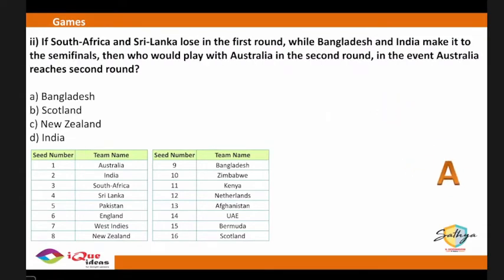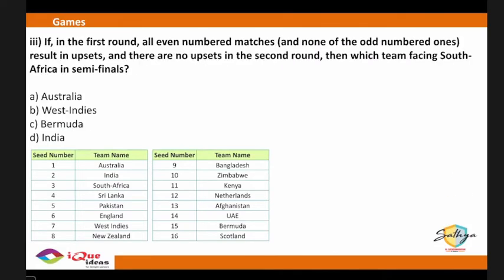Third one. If in the first round all the even numbered matches and none of the odd numbered ones result in upsets, and there are no upsets in the second round, then which team faces South Africa in the semi-finals?